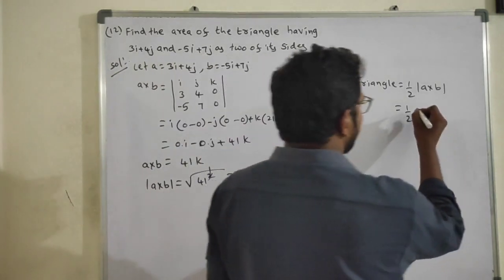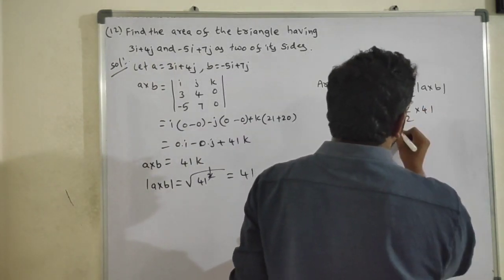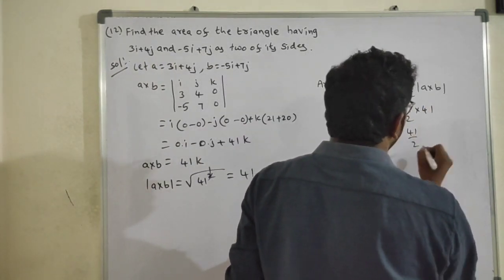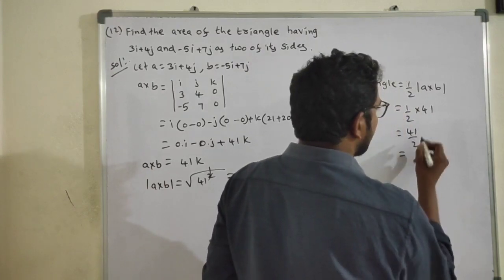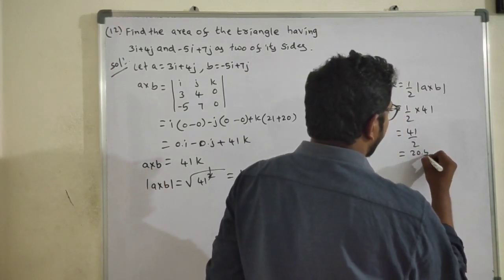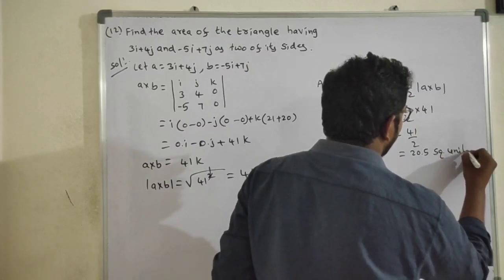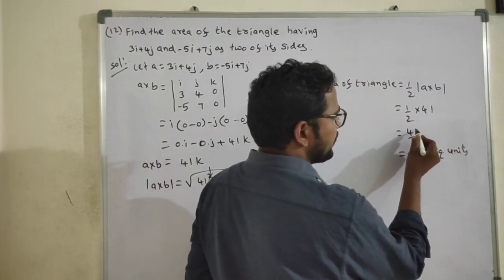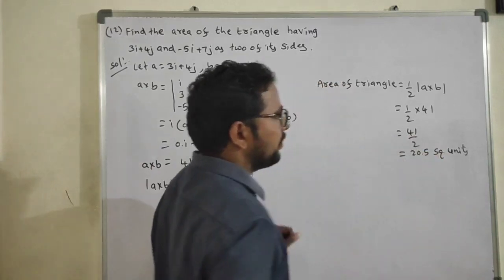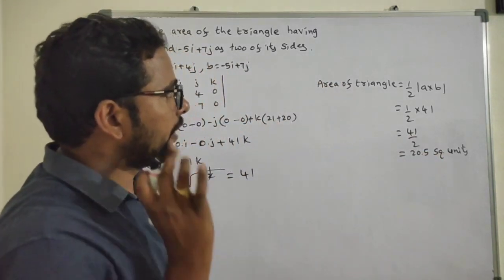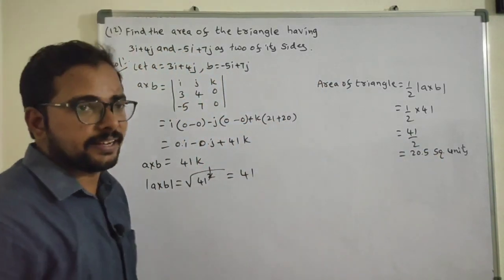41. So 41 ones are 41, by 2 is equal to 20.5 square units. 2 2s are 4, and 0, 2 20s are 20.5. This is the area of the triangle.